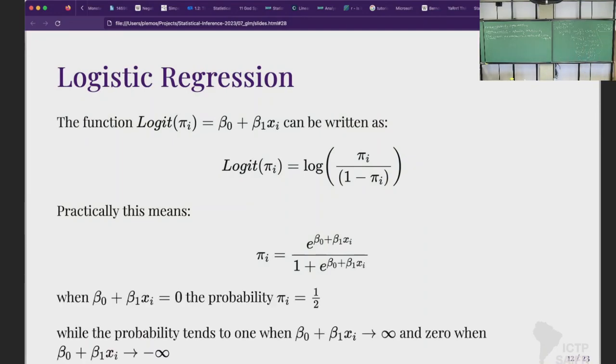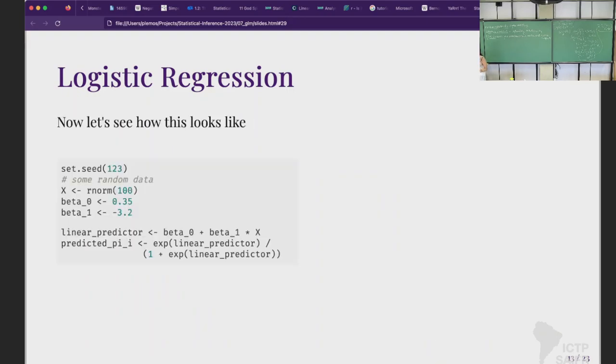And so when we have this, what we can see, this is just one way of looking at what is happening with the shape of this curve: when our systematic component is 0, the probability is going to be 1/2. And then as this probability tends to 1, this term will tend to infinity, and when our probability tends to 0, this will tend to minus infinity. But let's see how this looks.